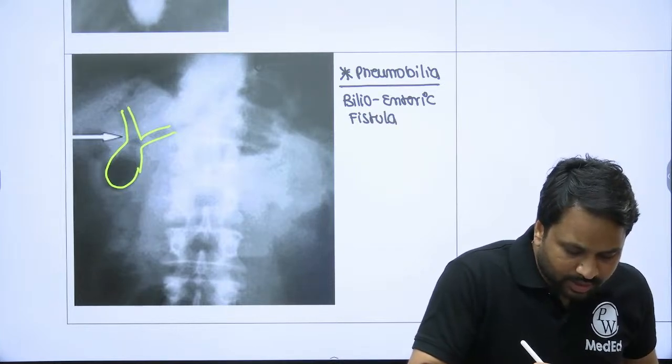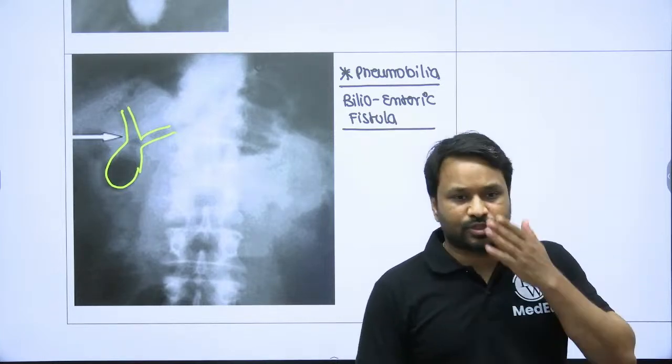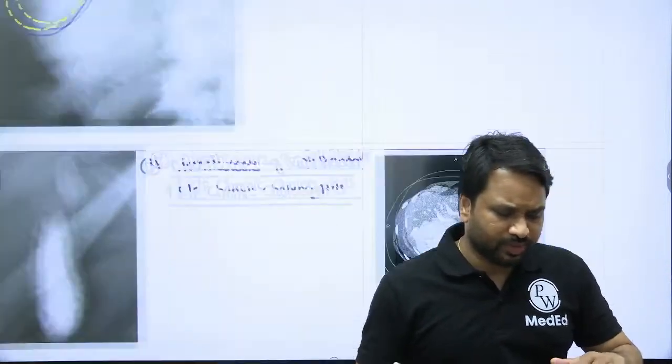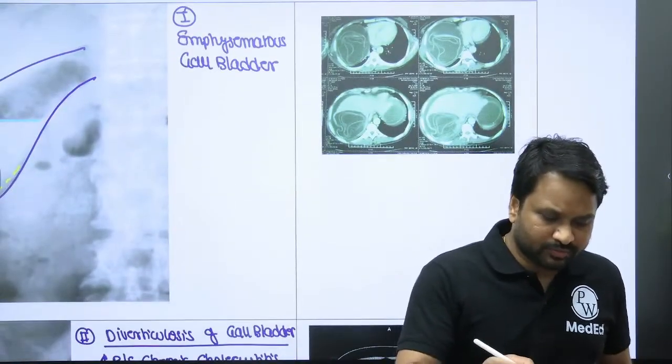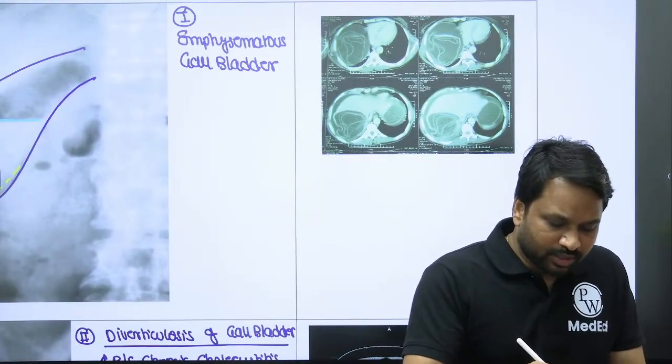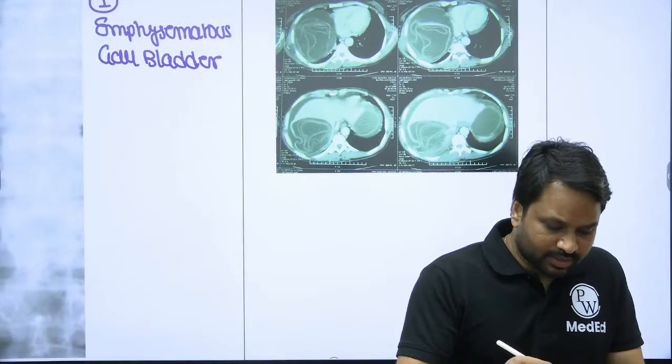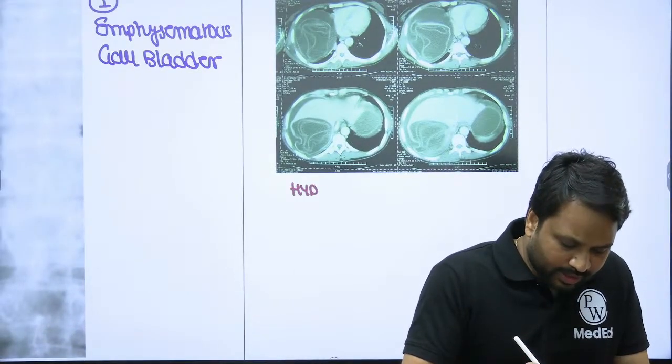This is an indication of bilioenteric fistula. We have already discussed gallstone ileus. Now this is where you have a free floating membrane in a liver on a CT. This is classical for your hydatid.